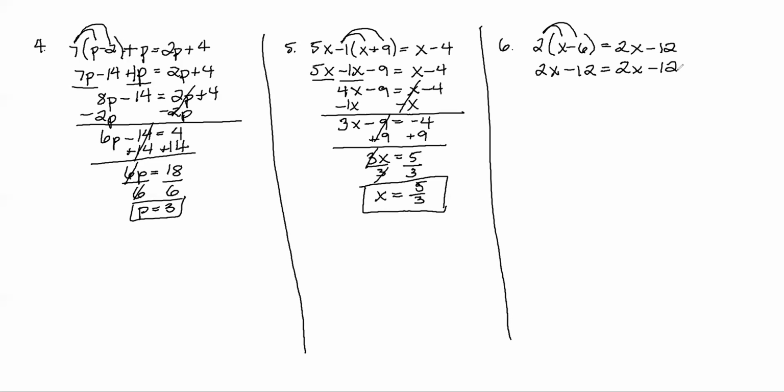So we'll do the same as we did last time. I'll move all the variables to the left. So let's go ahead and subtract 2x from both sides.